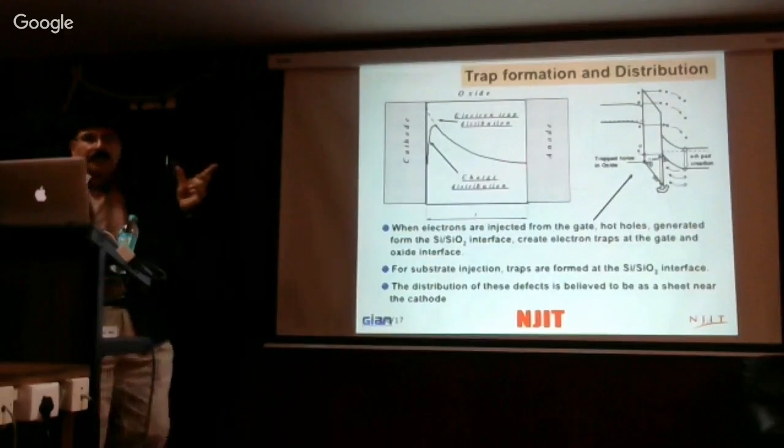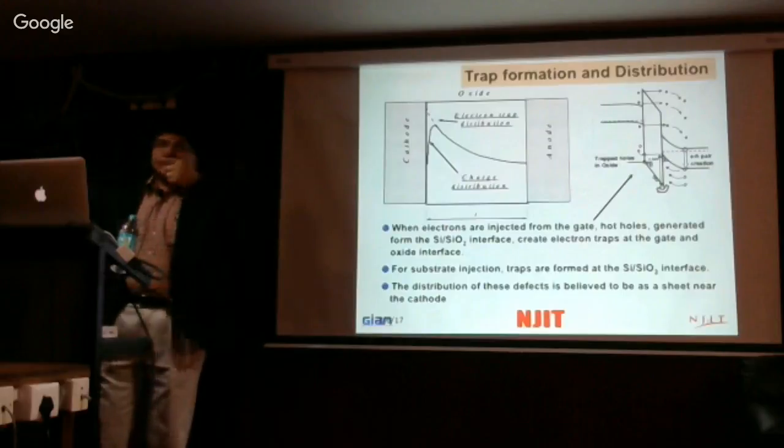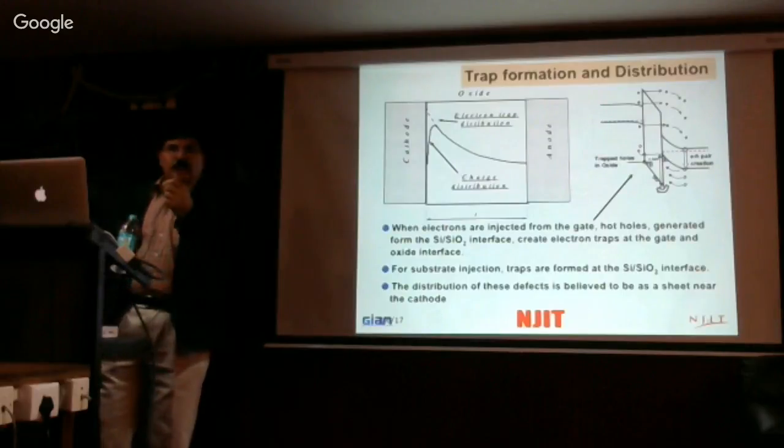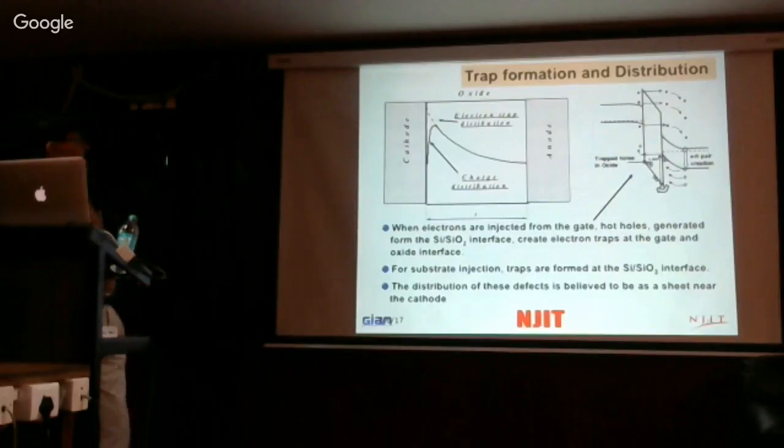Now, if we inject from one side, the side that you are injecting the electrons, that is called the cathode. The other side is the anode. So typically, if we inject electrons from this side to that side, the cathode is this side. So the maximum charge distribution remains towards the cathode side.